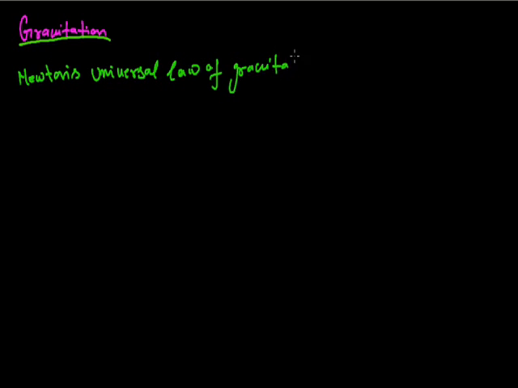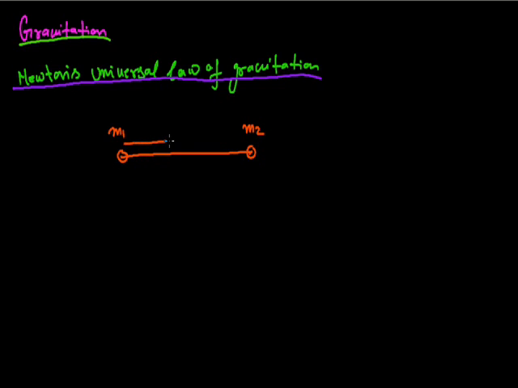Hello students, today we are going to start the new chapter, gravitation. Newton's universal law of gravitation. There are two point masses of mass m1 and m2 separated by a distance r.